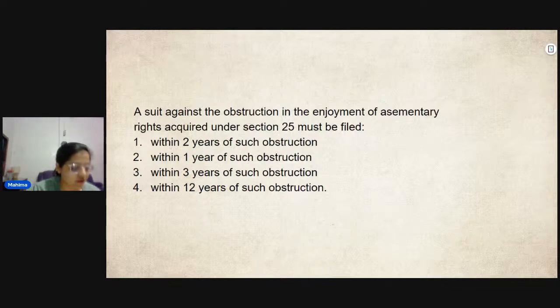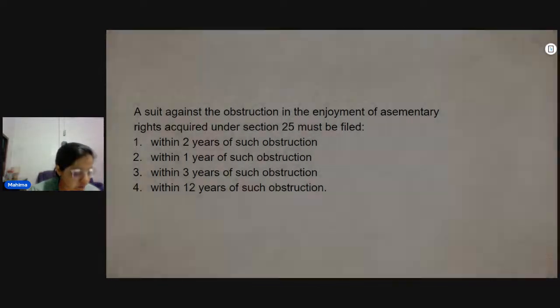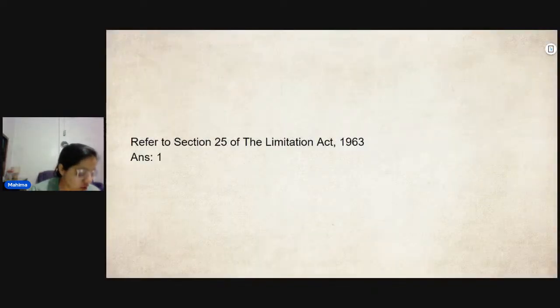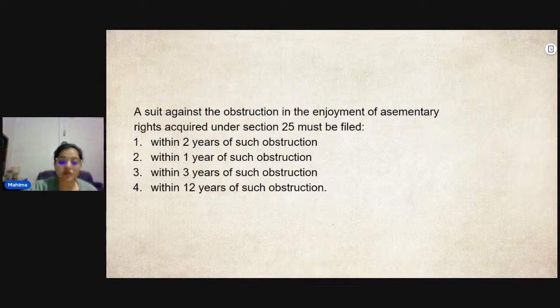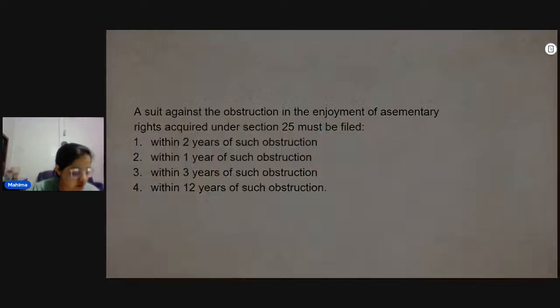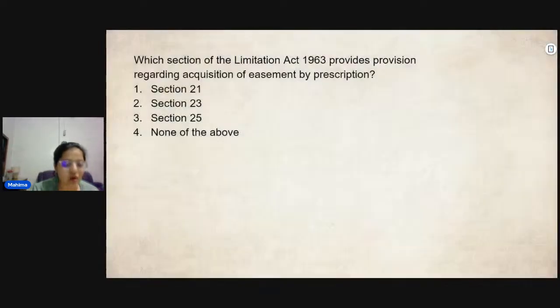Okay, difference of opinion here. It is option number one, anonymous, and Divya. Welcome, Mahima. Divya answered it correctly. Medha, Kanika, all of you answered it correctly: within 2 years of such obstruction. This is mentioned in clause number, I think, 2 of section 25 only, where it is mentioned that you have to file a suit within 2 years. Like the meaning of the clause is such. Yes, Mahima, it is option number one.